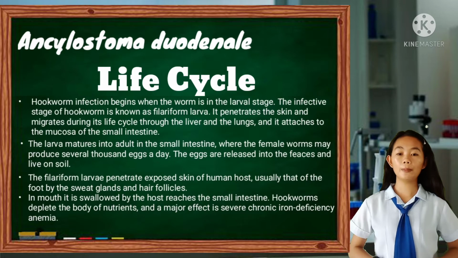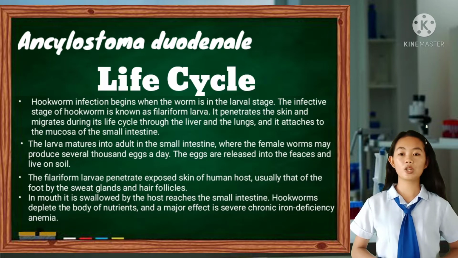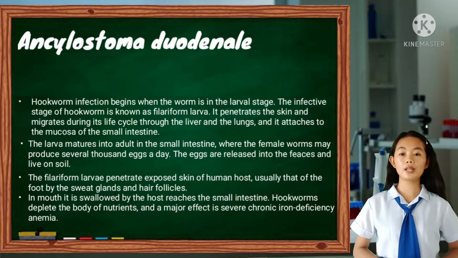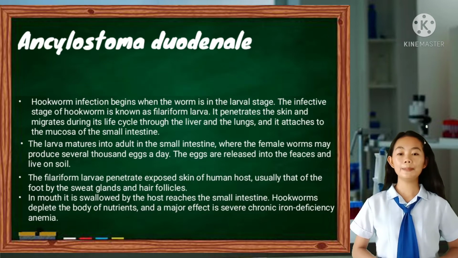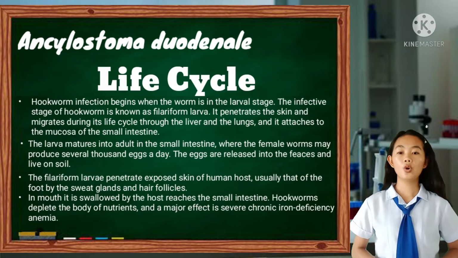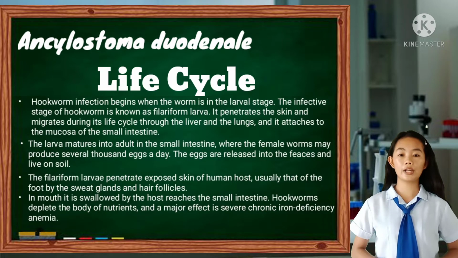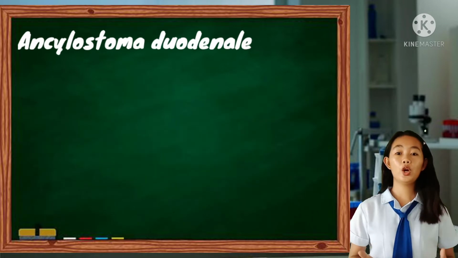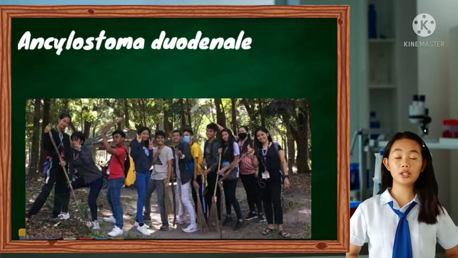Then the filariform larvae penetrate exposed skin of human hosts, usually of the foot, by the sweat glands and hair follicles. They invade the lymph and blood vessels, reach the lungs, and pass up the respiratory tract to reach the mouth. In the mouth, it is swallowed by the host, reaching the small intestine. Hookworms deplete the body of nutrients, and a major effect is severe chronic iron deficiency anemia. For the host, Ancylostoma duodenale is the most common dangerous parasitic roundworm causing serious infections in humans.